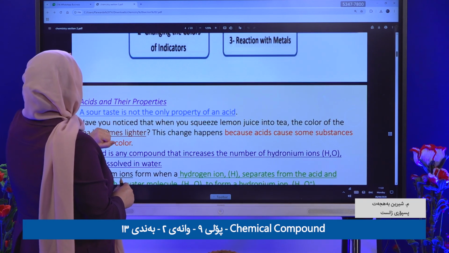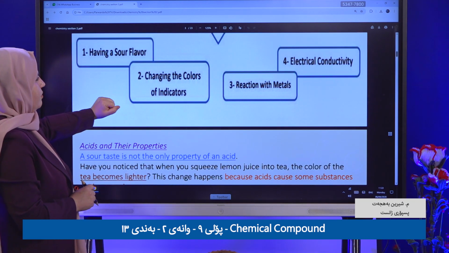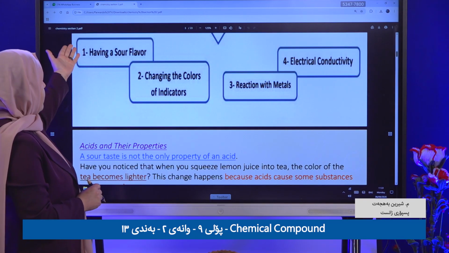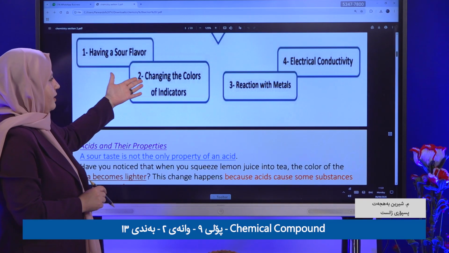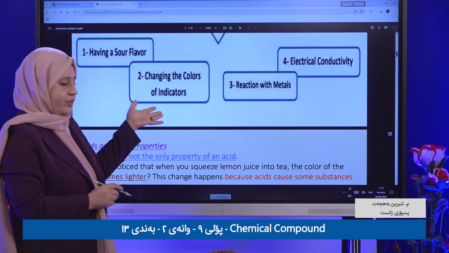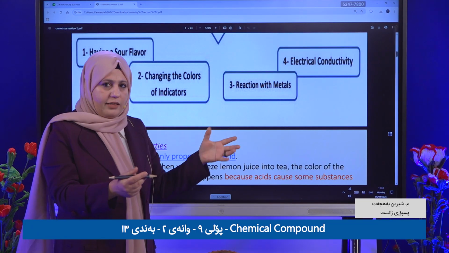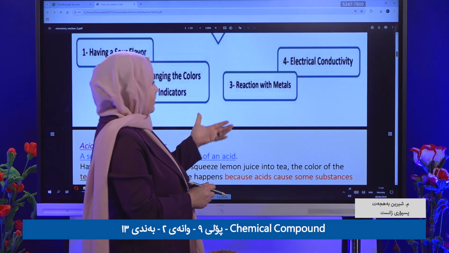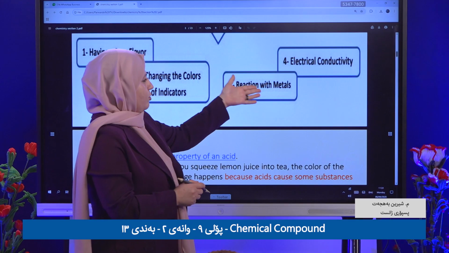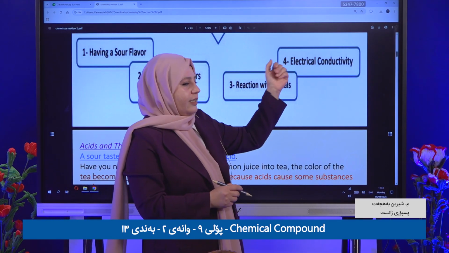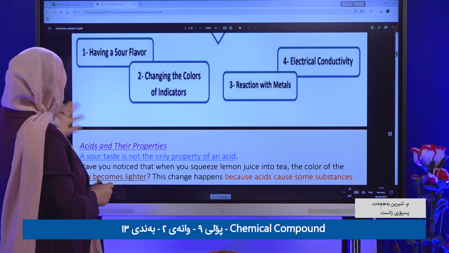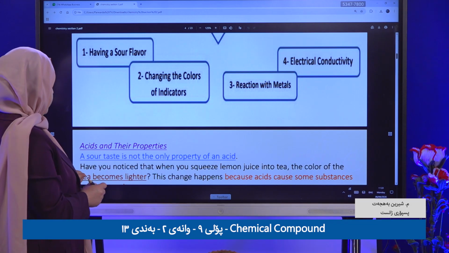Okay, some important properties of acid. First of all, having a sour flavor and changing the color of indicators. I'm going to explain in detail, but you should know the titles only. Then, reaction with metal and electrical conductivity. So, acid and their properties.